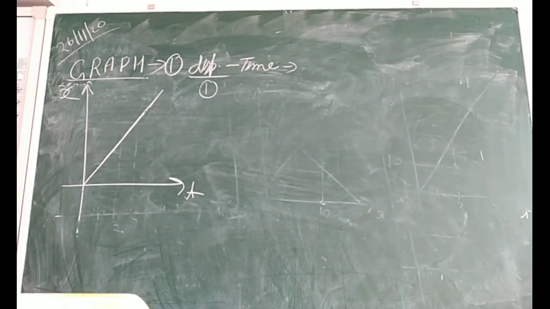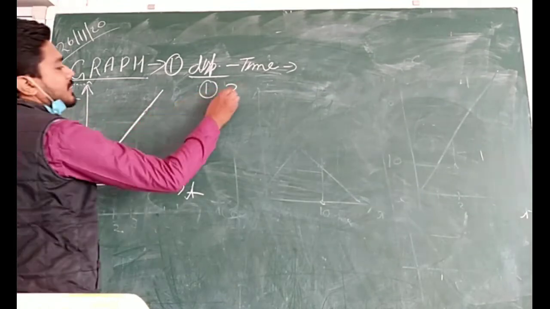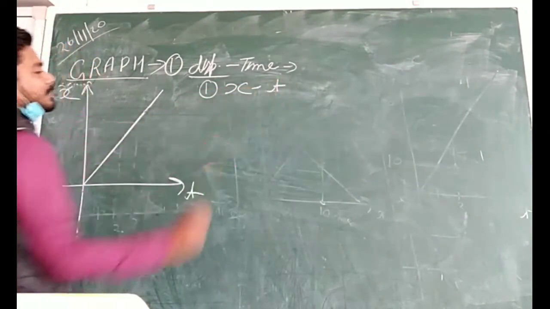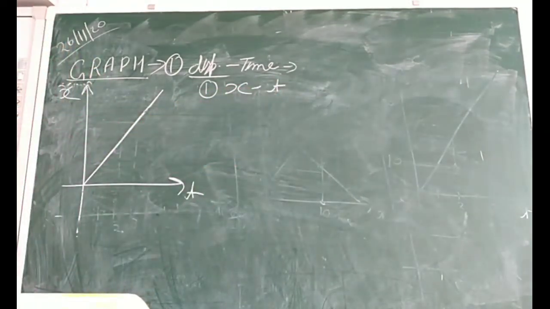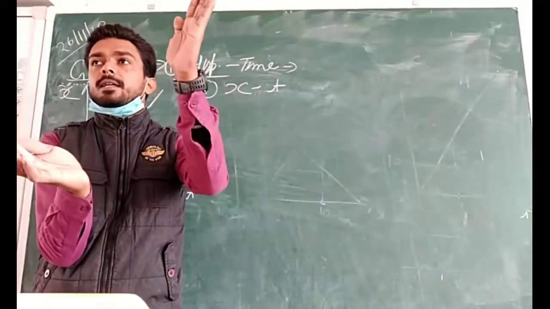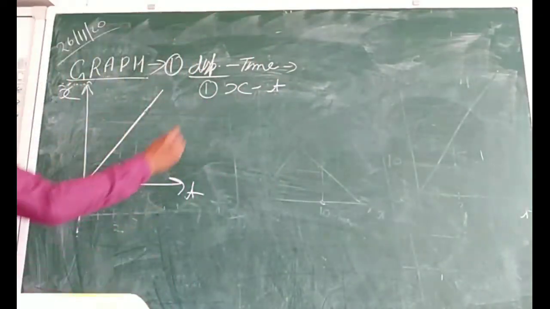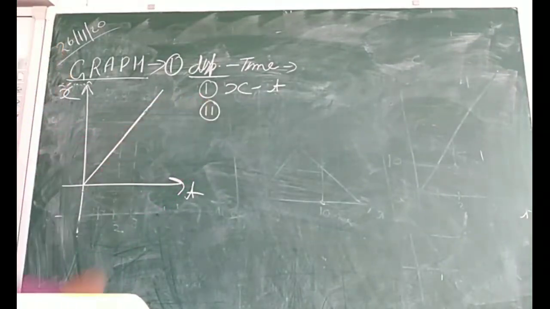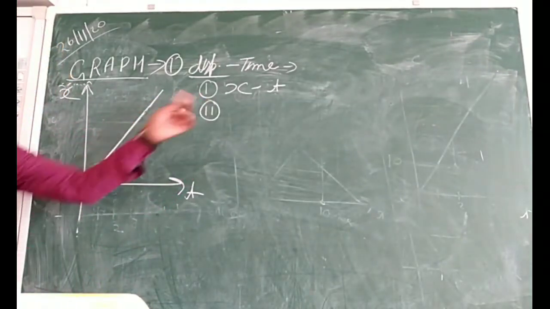In first step, observe your x-axis and y-axis. Then the x-axis and y-axis is a displacement time graph. Is it clear? Then whenever you find a graph, in first step always try to observe your x-axis and y-axis. In second step, find the relation between these two.